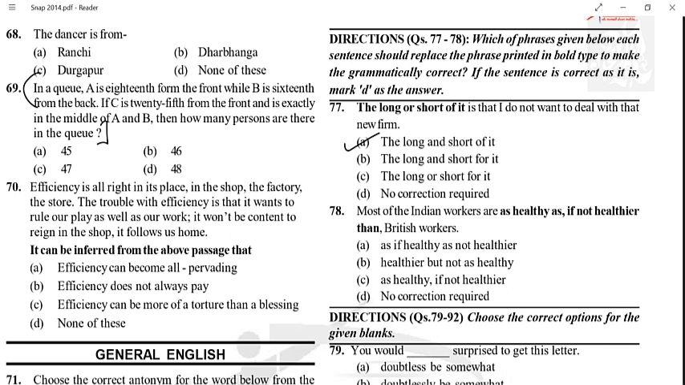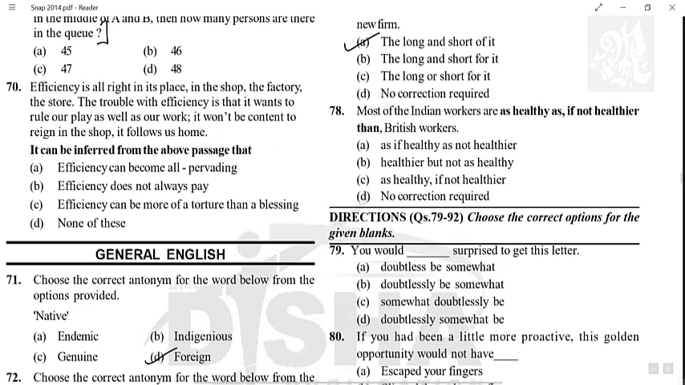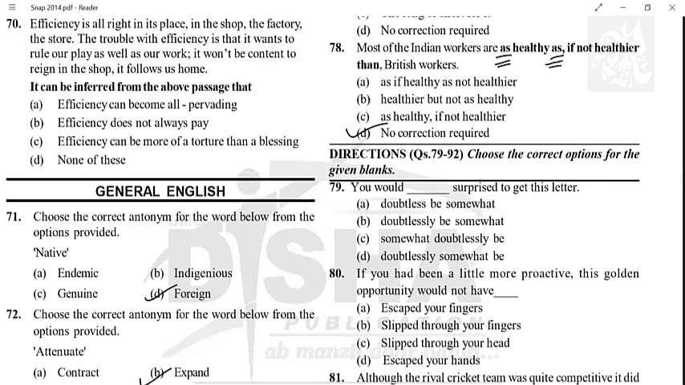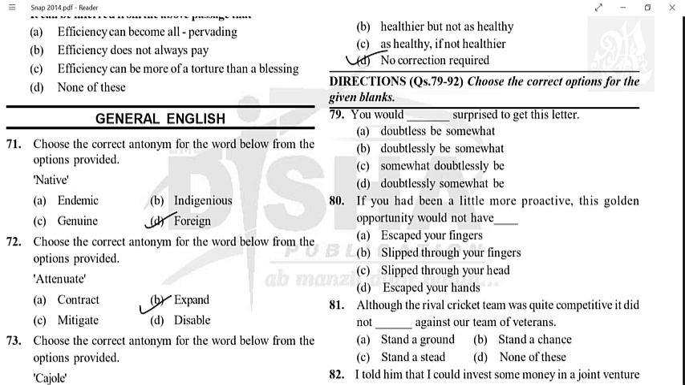Anything that goes opposite is usually used with "and", because it kind of summarizes everything. "Most of the Indian workers are as healthy as, if not healthier." No correction required, because keep in mind, an "as" always follows an "as". As the rule says, you'll always have an "as" with an "as". "You would blank surprised to get this letter", so doubtlessly be surprised, doubtlessly be somewhat surprised.